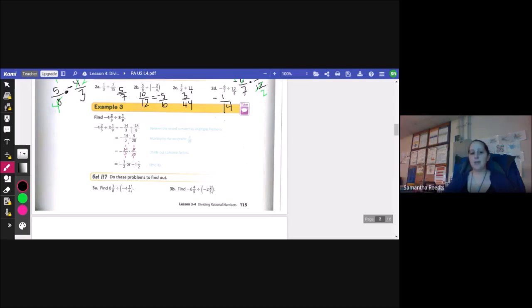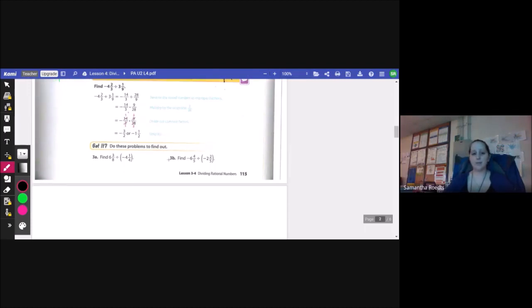Now I keep, change, flip, or multiply by the reciprocal, which becomes -14 over 3 times 9 over 28. I can cross simplify. 3 and 9 cross simplify to become 1 and 3. And 14 and 28 cross simplify and become 1 and 2. And multiply straight across. -1 times 3 gives me -3. And 1 times 2 gives me 2, which I can change back into a mixed number, which gives me -1 and 1/2. You can also leave it as -3/2. It's still the same thing.